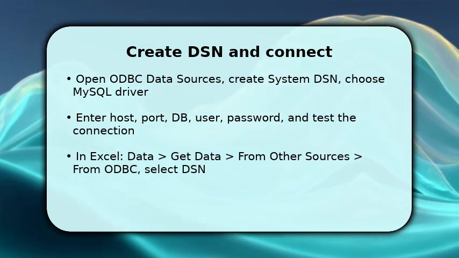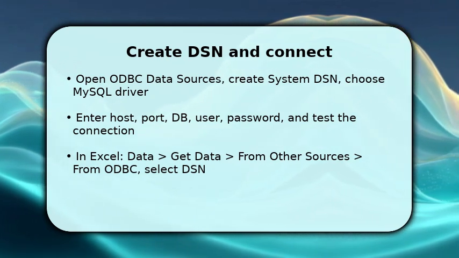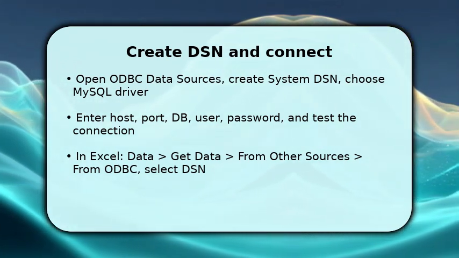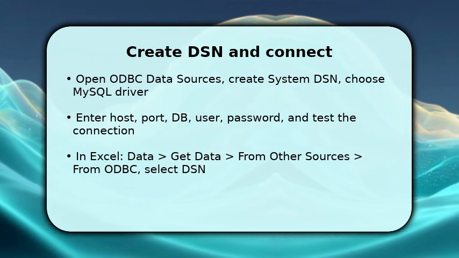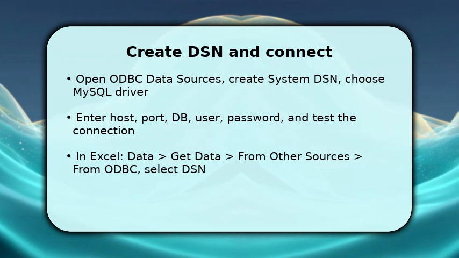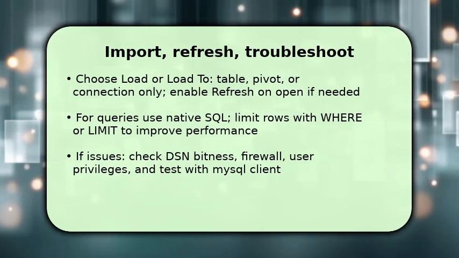Then in Excel use Get Data from Other Sources, From ODBC, choose the DSN, and pick your table or write a custom SQL query. Make sure to set authentication persistence, and choose import versus connection only depending on if you need live refreshes. Finish by importing data properly and configuring refresh behavior.